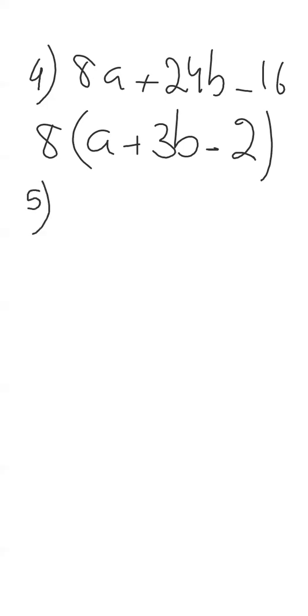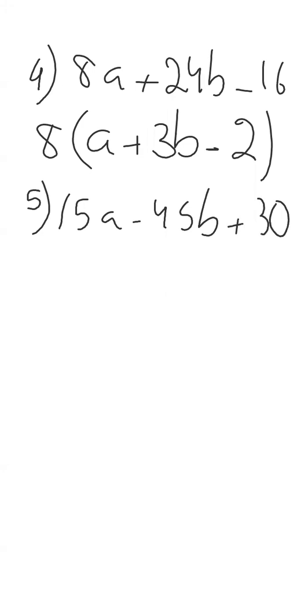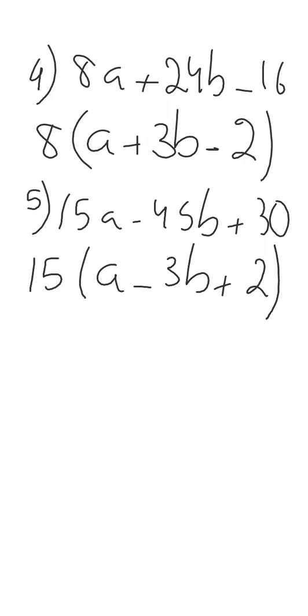Part 5, 15a minus 45b plus 30. Now, what is the greatest common divisor between the 3 numbers? It's 15, yes, exactly. 15 as a common factor. Why? Because 45 contains 15 and also 30. A minus, what number multiplied by 15 gets 45? It's 3. 3 times, yes, exactly. So 30, which is what? Which is 2. Okay.